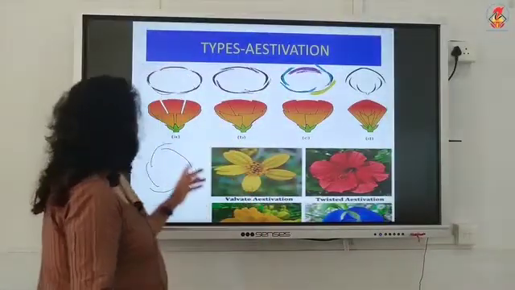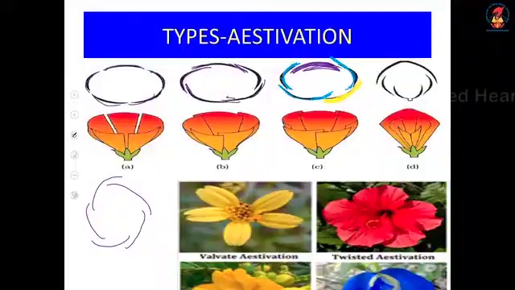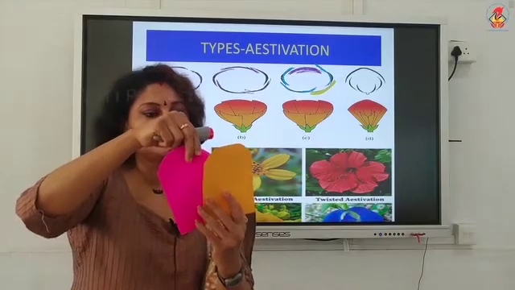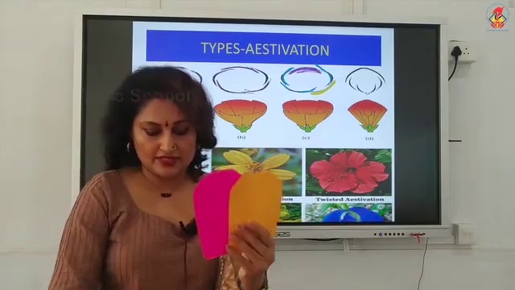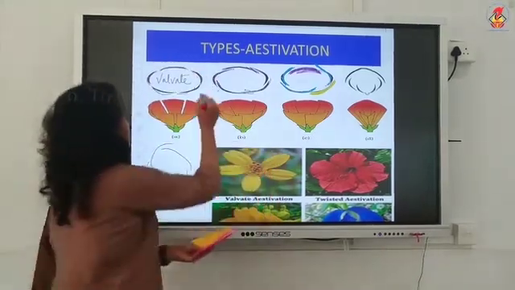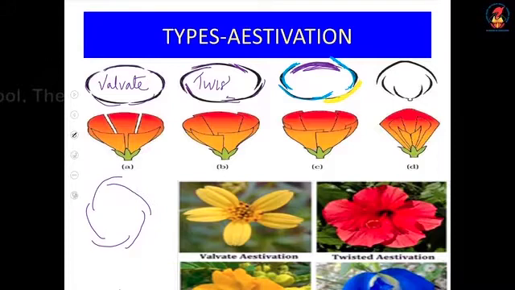Clear? So now I am going to name these aestivations. First aestivation is valvate. As I indicated, what is valvate aestivation? End to end. The petals are just arranged end to end. This is called valvate aestivation. Twisted is overlapping. See how you hold the cards. Twisted aestivation. So the next one is twisted. Then imbricate.